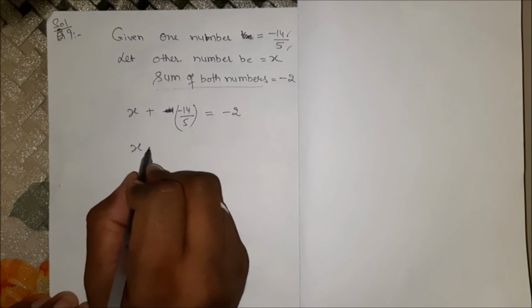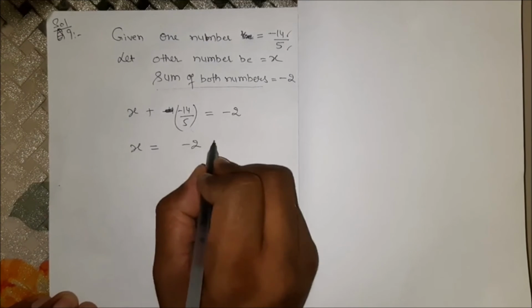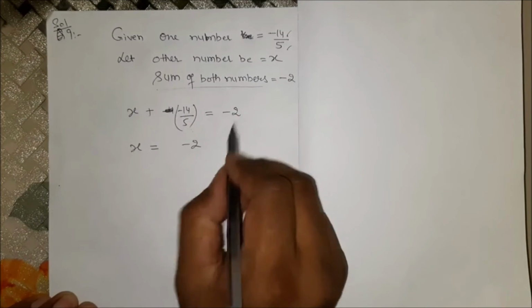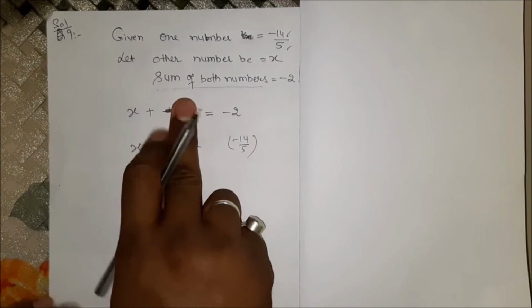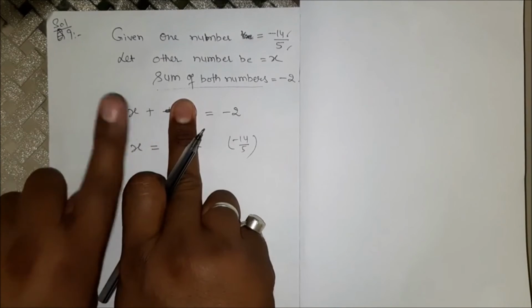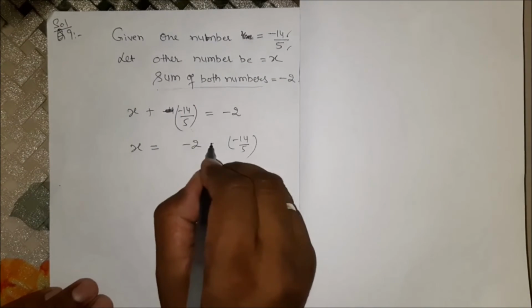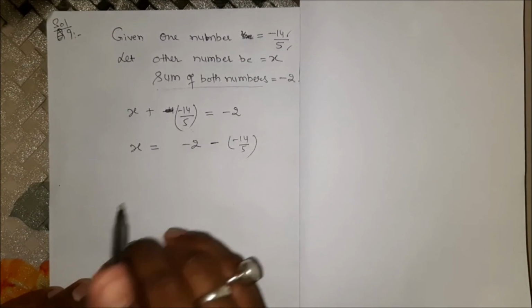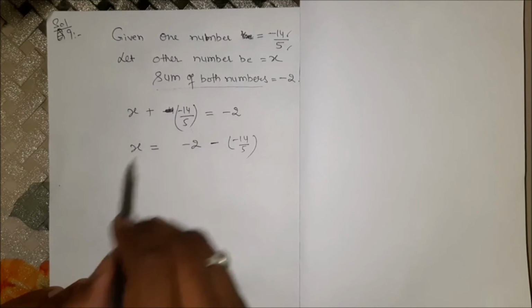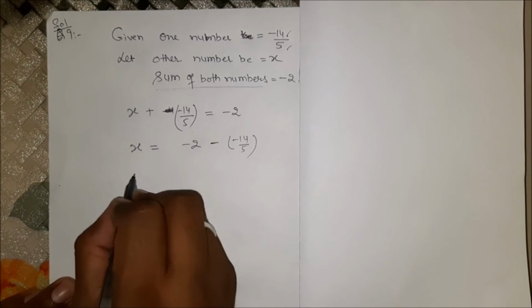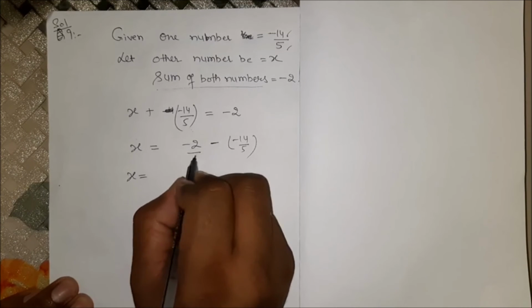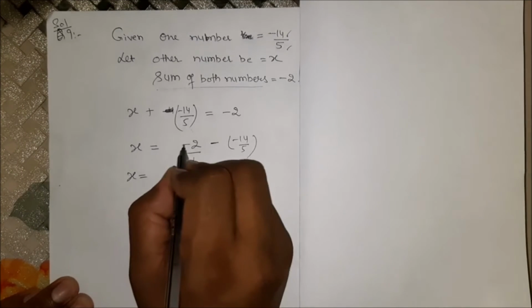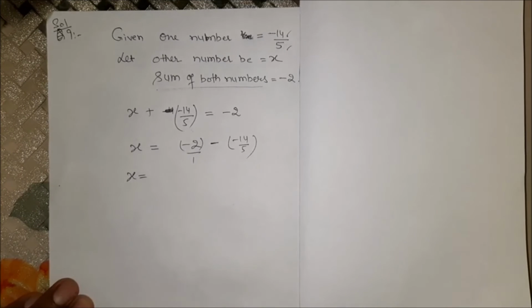So you will get x equal to minus 2. This term will remain same in bracket. Okay, this is positive sign here, so it will become negative. We will not change the sign of this term. Okay, now x is nothing. Minus 2 can be written as minus 2 upon 1, and minus 2 will put in bracket.